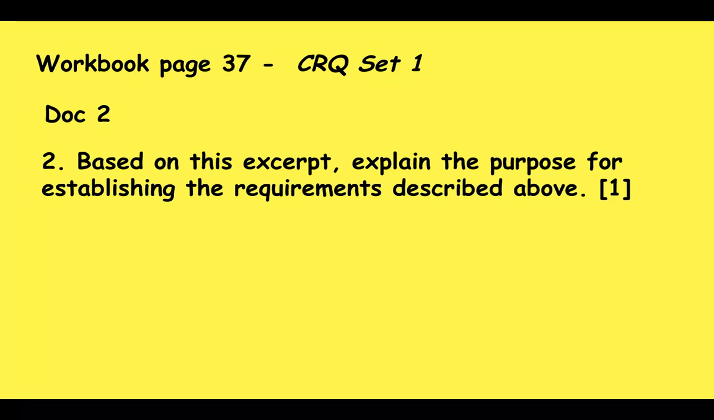And then the last one. Whatever the people, the government, has last ordained, has said last, be held as binding by law. All right, so the question is, based on this excerpt, explain the purpose for establishing the requirements or laws described above. So turn the video off, type a response, and then we will review.